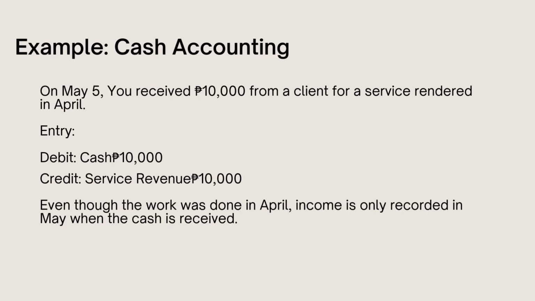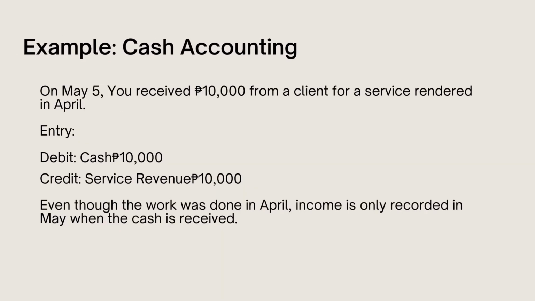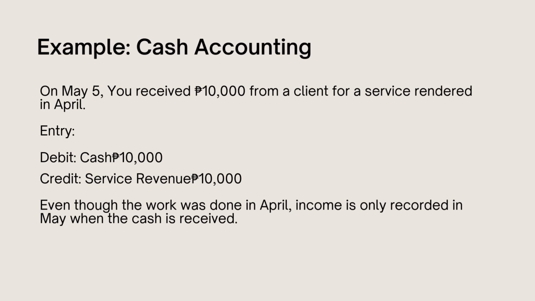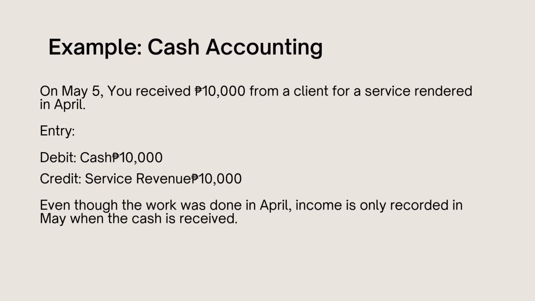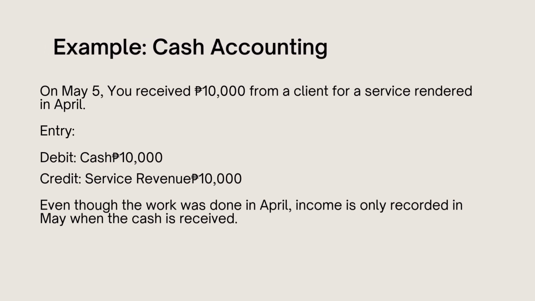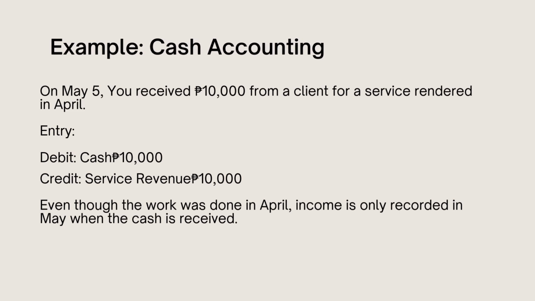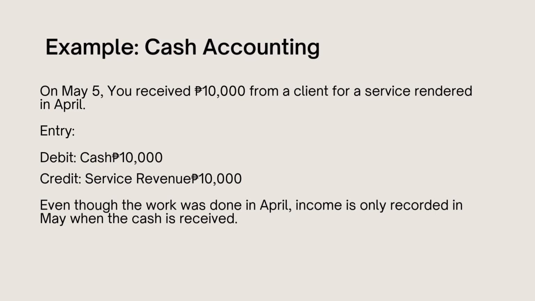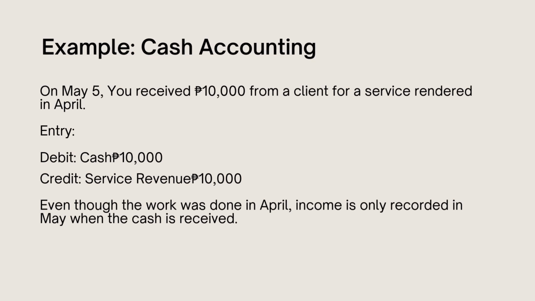Here's an example under the cash basis. On May 5th, you received $10,000 from a client for a service completed in April. Because cash has now changed hands, the entry is debit, cash, $10,000, credit, service revenue, $10,000. Even though the work happened in April, the income is recorded in May.